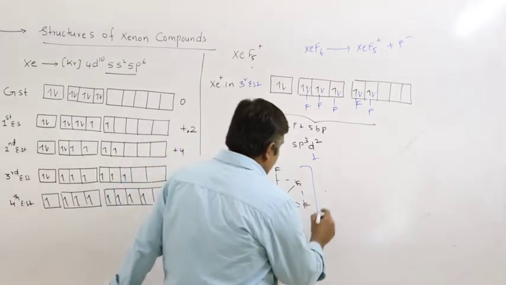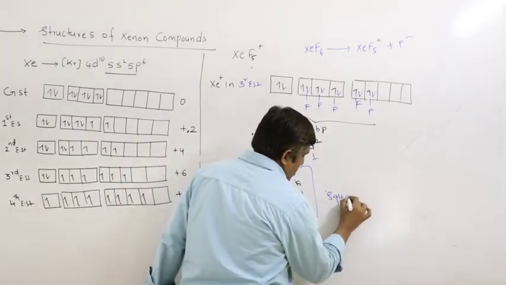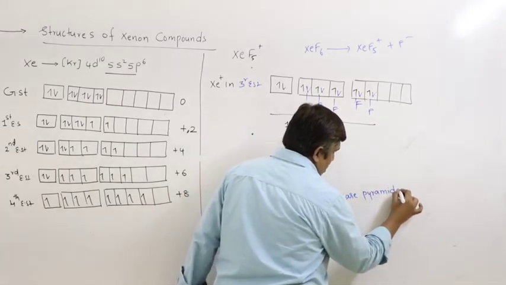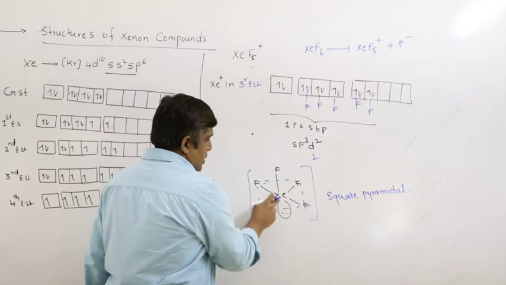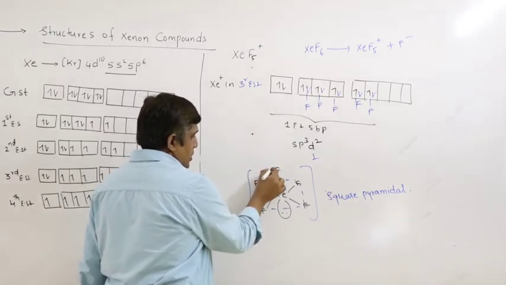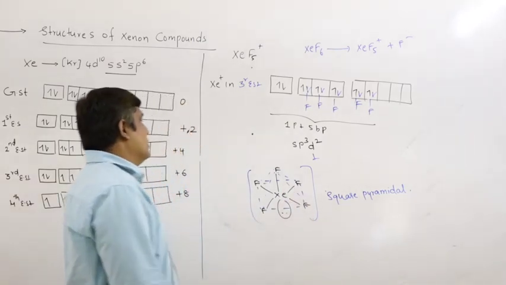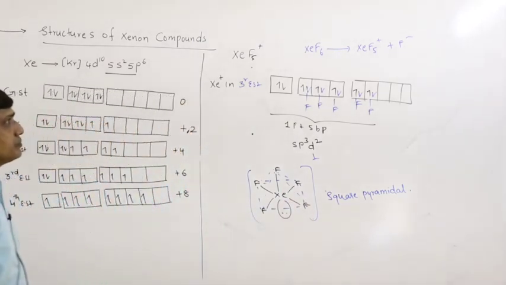So geometry is square pyramidal. Square pyramidal. So this is the square, this is the pyramid, you can join them like this. You get a pyramidal shape, square pyramidal.